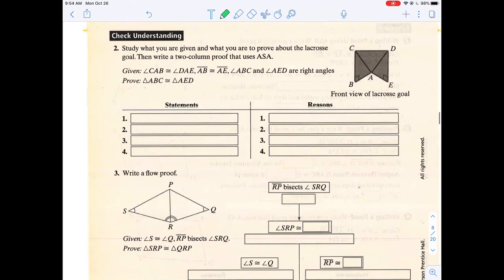All right, you've got a couple of practice problems to try. The first one, you're going to read through the given information and try to find a way to prove that these two triangles are congruent. So I would start by writing my given information here, and then this box would be given. And you go from there to figure out how you're going to prove those triangles are congruent.